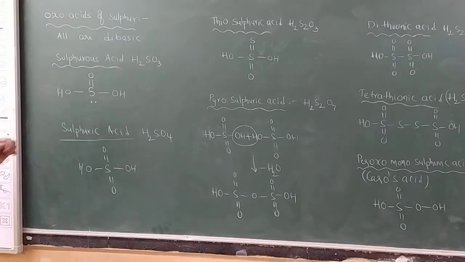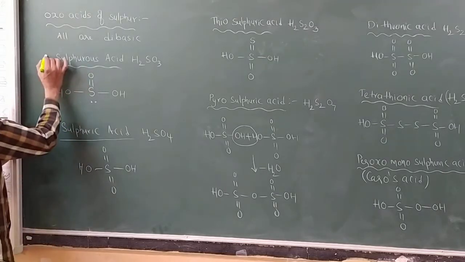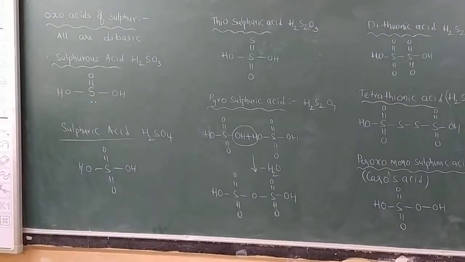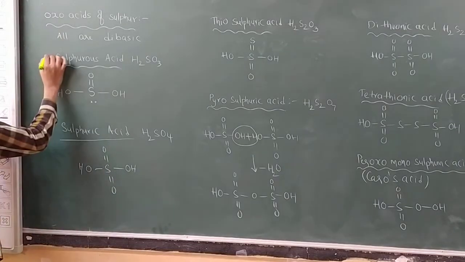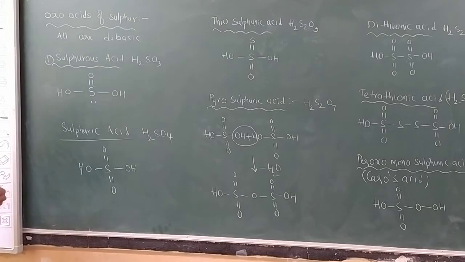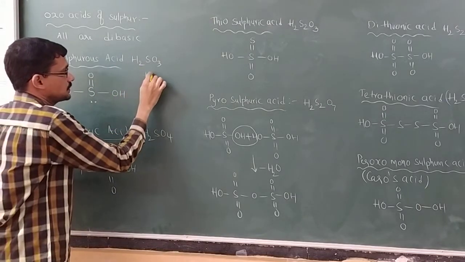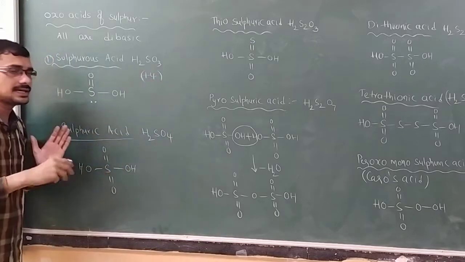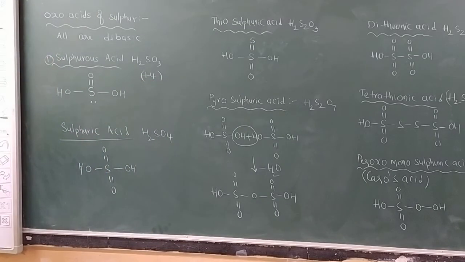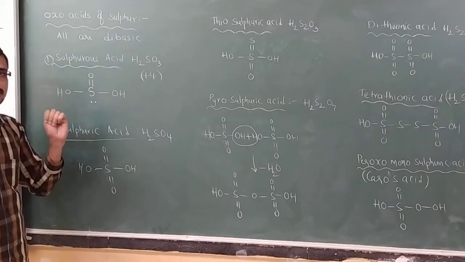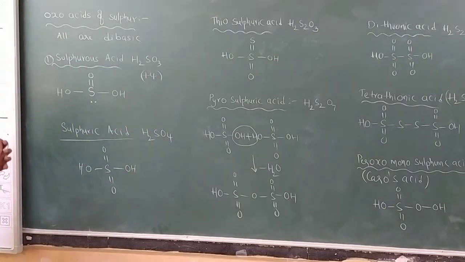Now let me see the first one, sulfurous acid. This is the first one, sulfurous acid. The formula will be H2SO3. The sulfur oxidation state in this case is +4 and in all remaining cases it will be +6 only. Except this first one, all remaining have +6 oxidation state.